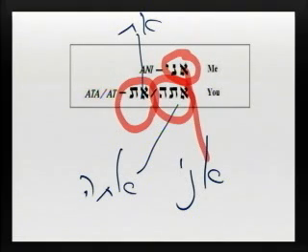That's it, let's make up a dialogue. Ani Sergey, ata Ernest. Ani Ernest, ve'ata Sergey, and you are Sergey. Ata Ernest, ani Sergey. So remember how we use the letter Vav, ve, which means and. It's a connection. So if we understand this, ani ve'ata, me and you, and ata ve'ani, you and me.